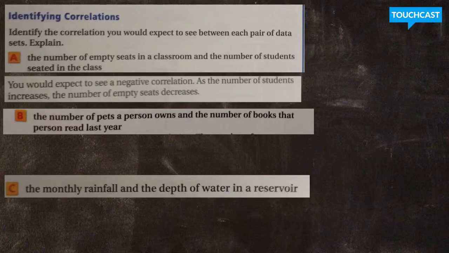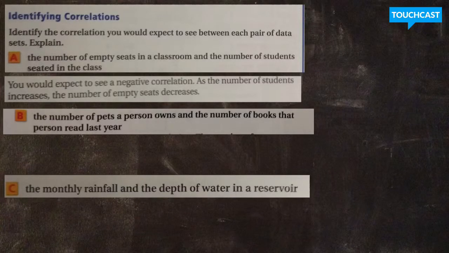So we would expect to see a negative correlation because as the number of students increases, the number of empty seats is going to decrease. Think about when you are coming into class. There's a lot of seats that are open, but as more of your classmates come to class, fewer and fewer seats are available for them to sit in.